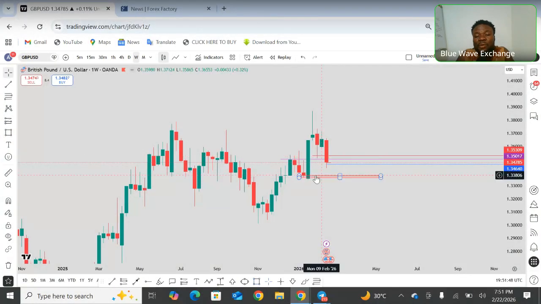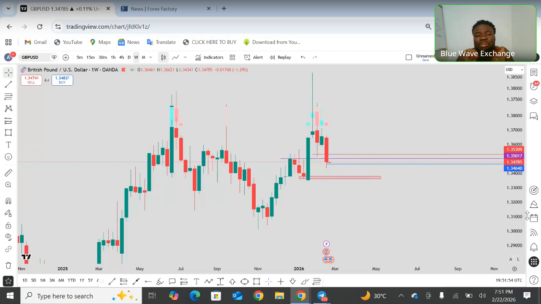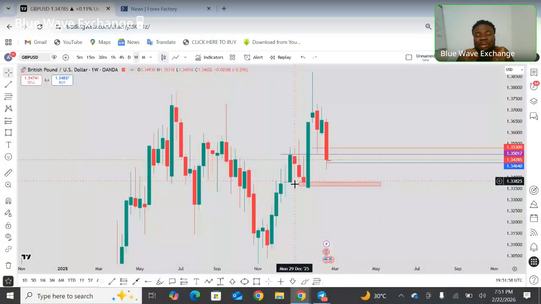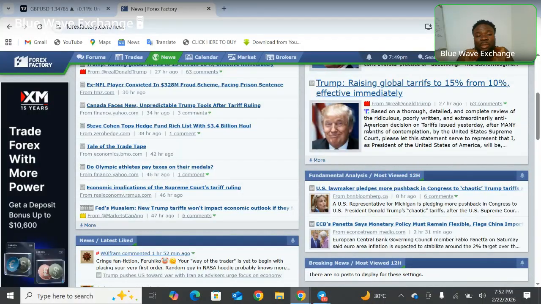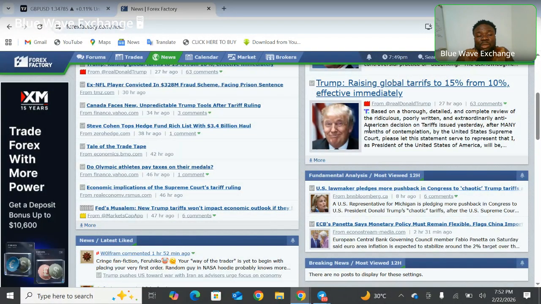So maybe we might be getting some downward move to this point. But with the news that I'm currently seeing over here, that means GBP will gain strength. So if GBP gains strength, then I'm expecting some bullish moves. So let's move to the daily time frame. The daily time frame closed at a strong support over here.